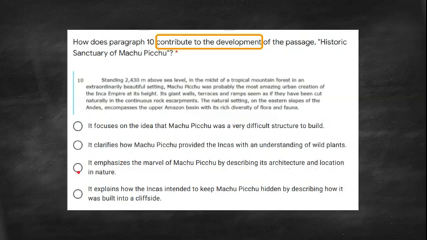All right. It does not talk about it being difficult to build. Nowhere does it say that. It does not talk about how the Incas had an understanding of wild plants. No. Okay. And it also does not explain that they tried to keep it hidden. That's not what this paragraph is about. This paragraph is just describing its architecture and its location.